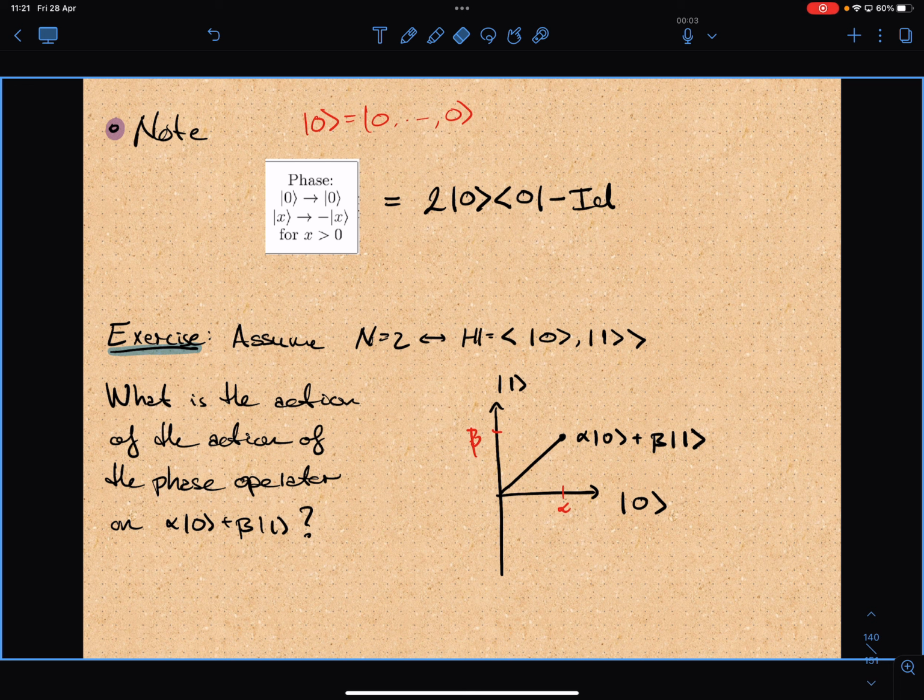And once we understand this action geometrically, this is the action that's going to let us understand the action of the whole Grover thing. So it all depends on this one action, understanding this concretely. So turn to your neighbor and compare and see what you get.